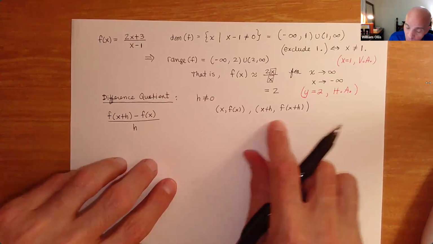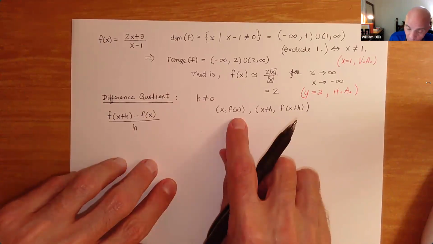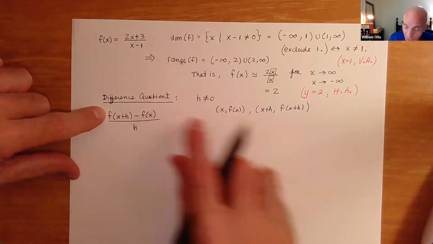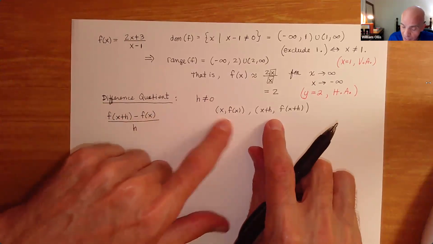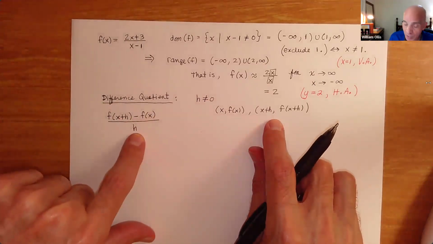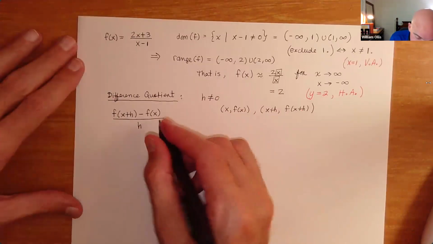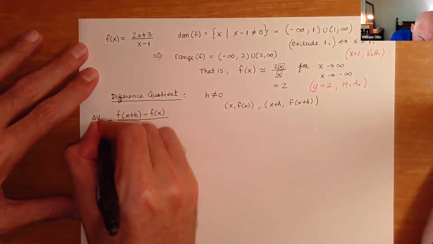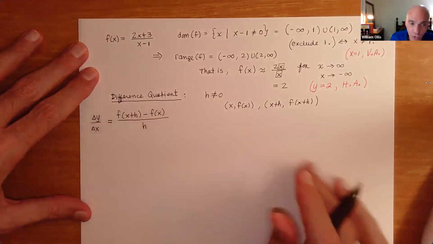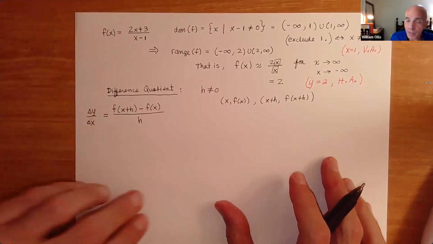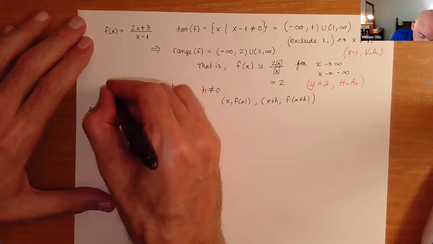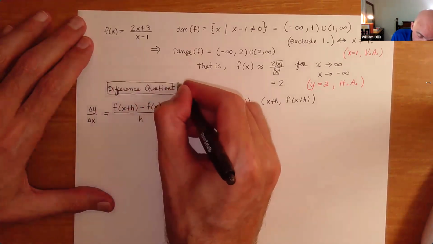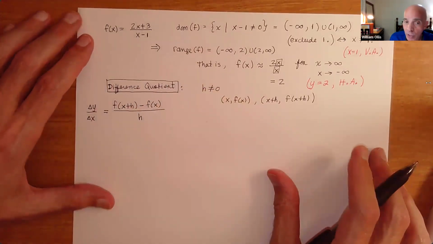And so when we think of the difference in the y-coordinates, we simply get the numerator, and the difference in the x-coordinates, the x is absorbed, and we're just left with h. So we can think of this as a change in the y-coordinate over a change in the x-coordinate. That's what we call the difference quotient. And the terminology is actually quite good. It's exactly what we're doing.